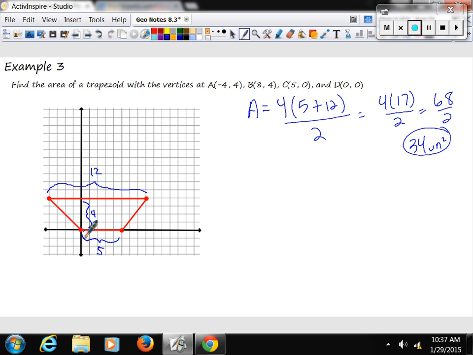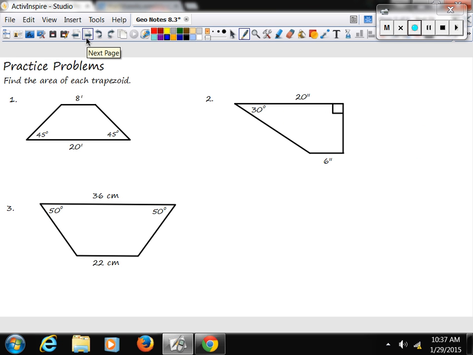Okay, the rest are just some practice ones. These are the kinds of things you might see on your homework. These 3 right here, they did not give you the height. They're requiring you to figure out the height. They're saying they gave us enough information. Let's see if you can figure out what the height is.